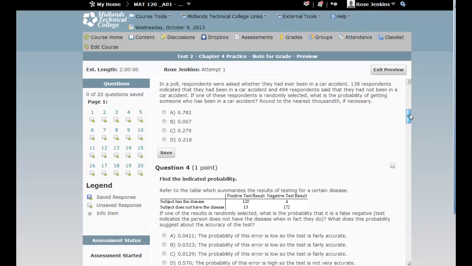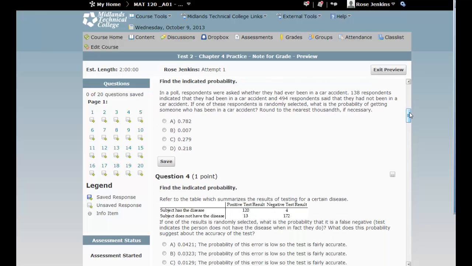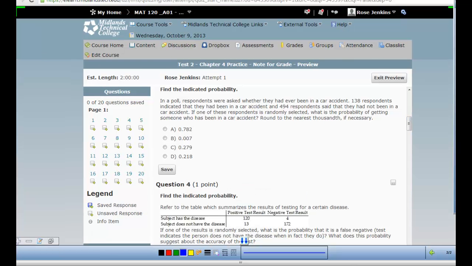All right, number 3. In a poll, respondents were asked whether they've ever been in a car accident. 138 respondents indicated that they've been in an accident. 494 said that they had not been in an accident. If one of these respondents is randomly selected, what is the probability of getting someone who's been in a car accident, rounded to the nearest 1,000th? So again, the probability of accident is what we're looking for.